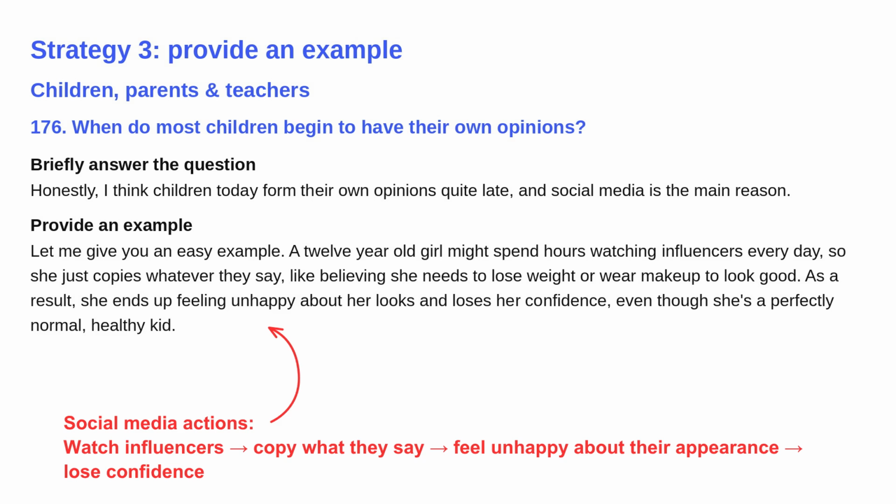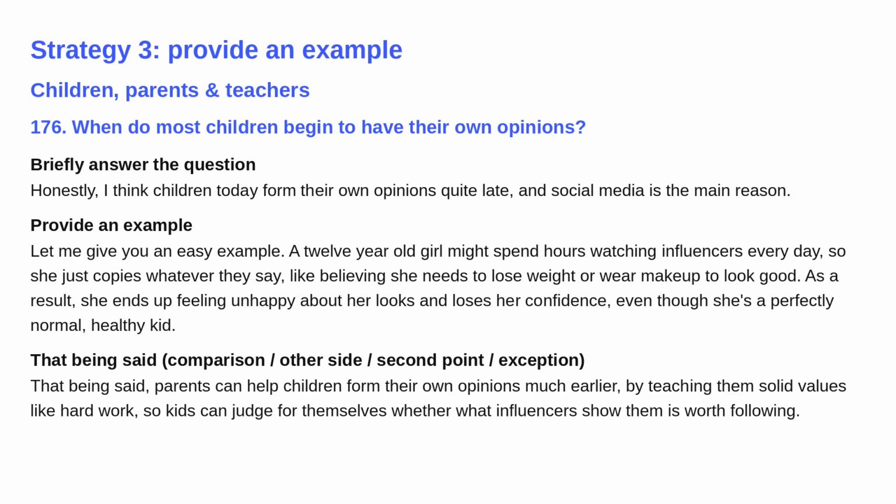A 12-year-old girl might spend hours watching influencers every day, so she just copies whatever they say, like believing she needs to lose weight or wear makeup to look good. As a result, she ends up feeling unhappy about her looks and loses her confidence, even though she's a perfectly normal, healthy kid. That being said, parents can help children form their own opinions much earlier by teaching them solid values like hard work, so kids can judge for themselves whether what influencers show them is worth following.